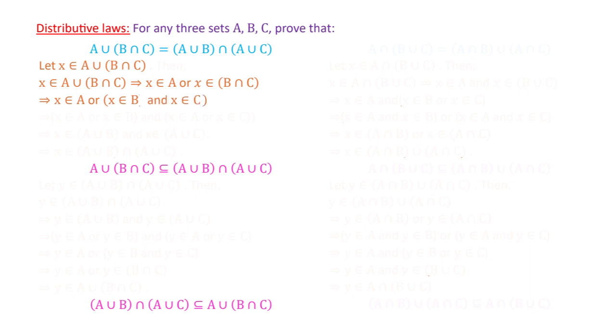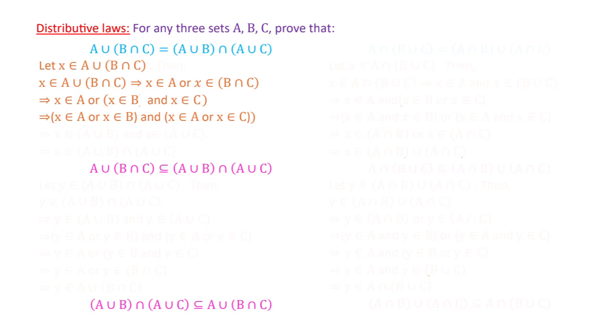Now from this term, we are saying X belongs to A, or we have X belongs to B and X belongs to C. We can write it as X belongs to A or X belongs to B, and we have another condition, that is X belongs to A or X belongs to C.